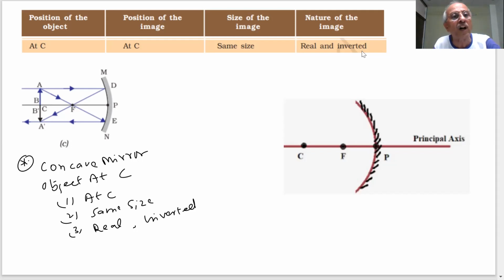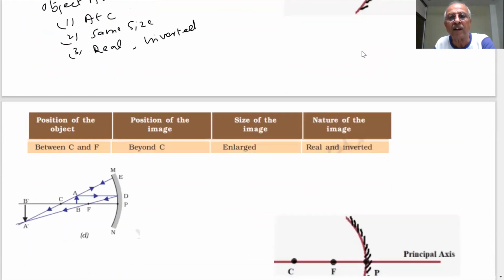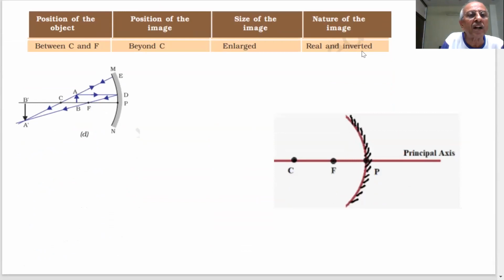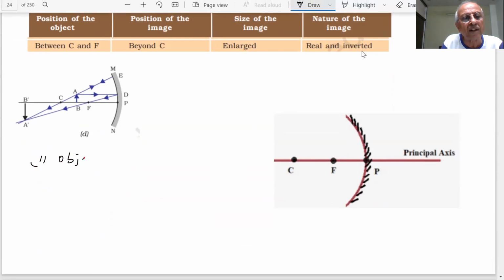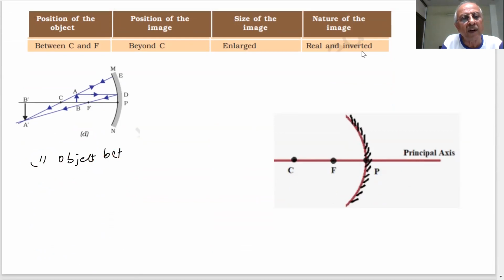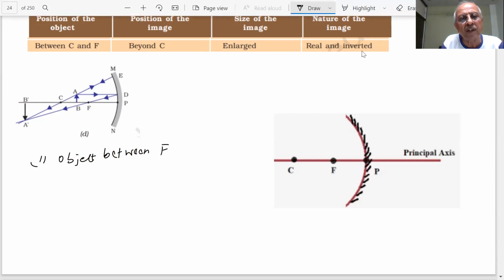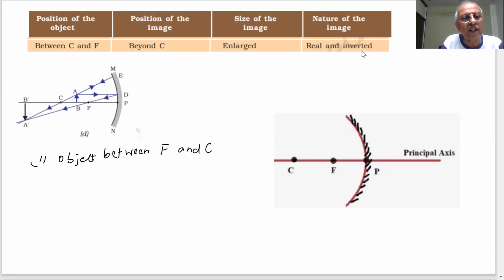What will happen if I move the object further, between F and C? Again, we have drawn a diagram for that last time. If an object is placed between F and C in front of a concave mirror, what has happened to the image?